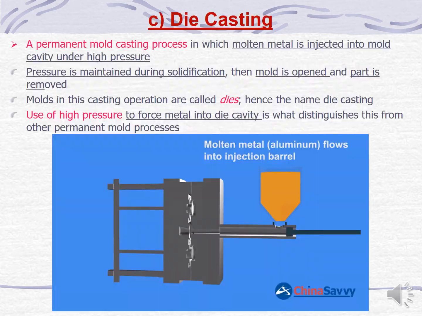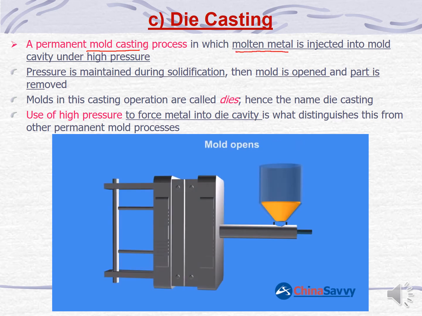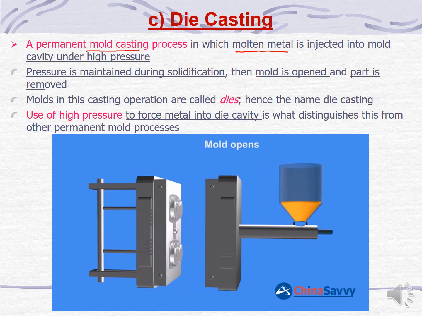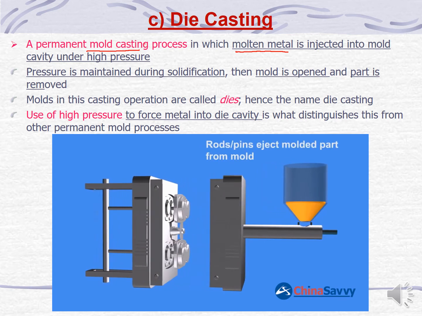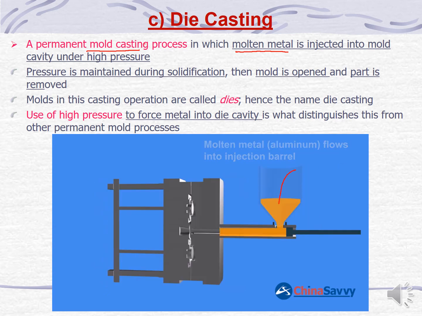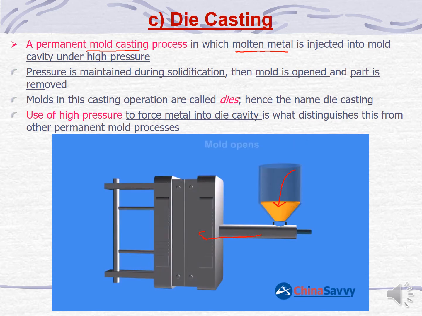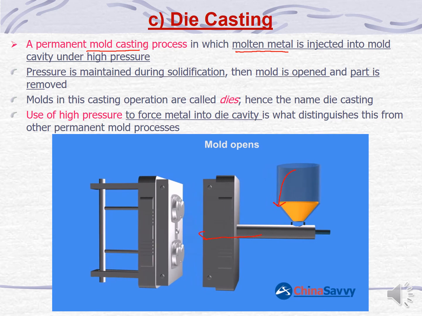Okay, what is die casting? Die casting is a permanent mold casting process in which molten metal is injected into the mold cavity under high pressure. You see here this animation. The animation starts with a molten metal and then it is pushed into the die. Once cooled, the product is ejected from the machine, from the mold.